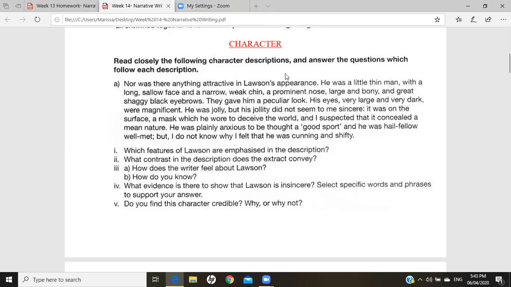So Alex, are you with us? I want you to do the first one for me, Alex, and tell me which features of Lawson are emphasized in the description. You could either unmute your mic and give me the response, or you could send it in the chat. So tell me, for the first one, what features of Lawson do you see being emphasized in the description?